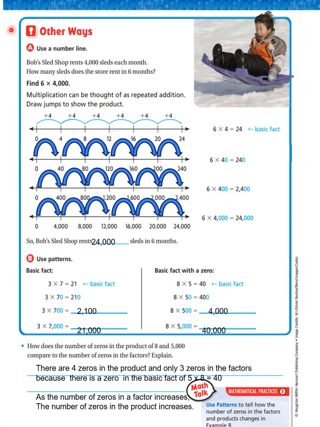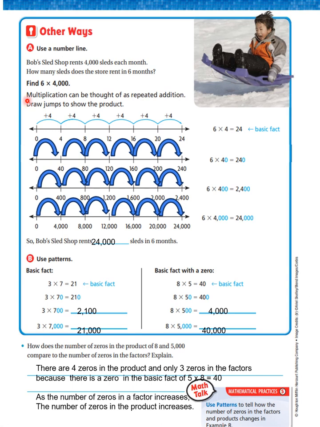Let's look at this page, other ways. This time we're going to multiply by using a number line, okay? It says, Bob's sled shop rents 4,000 sleds each month. How many sleds does the store rent in 6 months? Well, the problem would be 6 times 4,000. Multiplication can be thought of as repeated addition, and you can draw jumps to show the product.